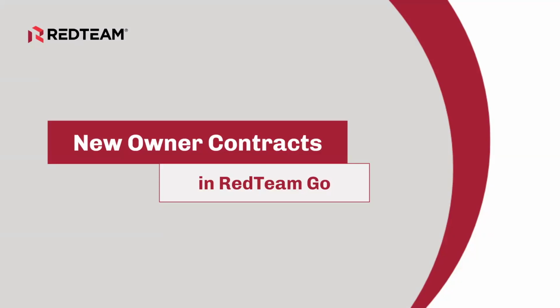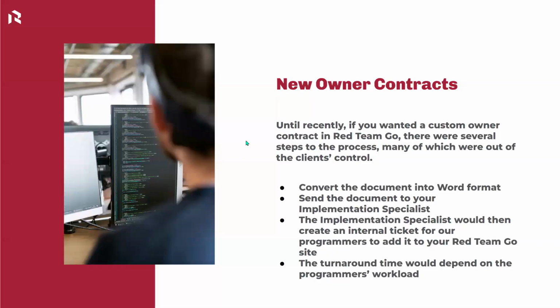For those of you who just joined us, this is going to be the webinar for the Red Team Go new owner contract module. We're going to get into all the details as we proceed through here. But if you've been a Red Team client for any length of time up until today, you may be used to the old owner contract module. I want to spend just a minute talking about the difference between the two.